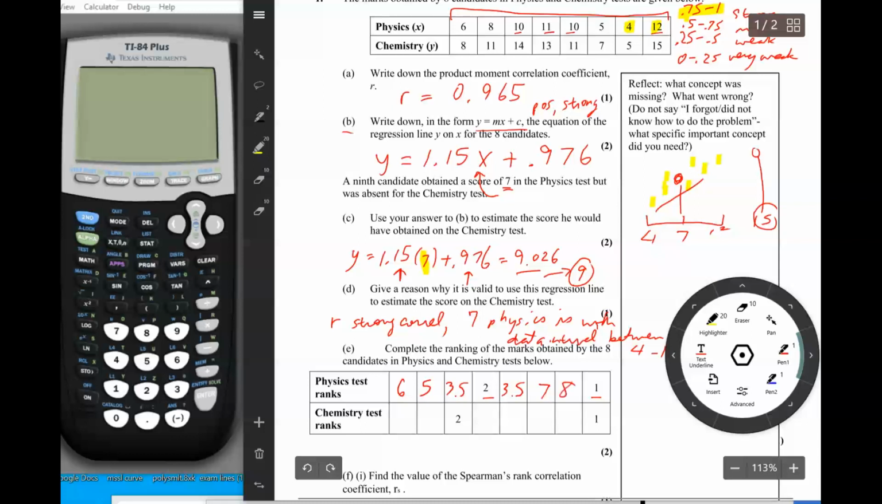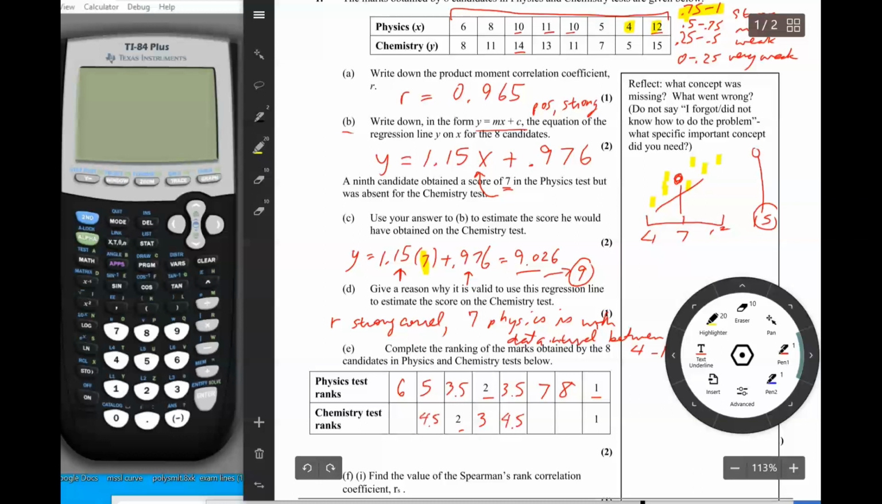And then for the chemistry test, the best score is 15, the second best score is 14, and the third best score is 13. There's no 14, there's no 12. The 11 would be the fourth best score. Oh, there's two 11s, so actually fourth and fifth place would be 11. So that means that I need to mark the 11s with 4.5 and 4.5.